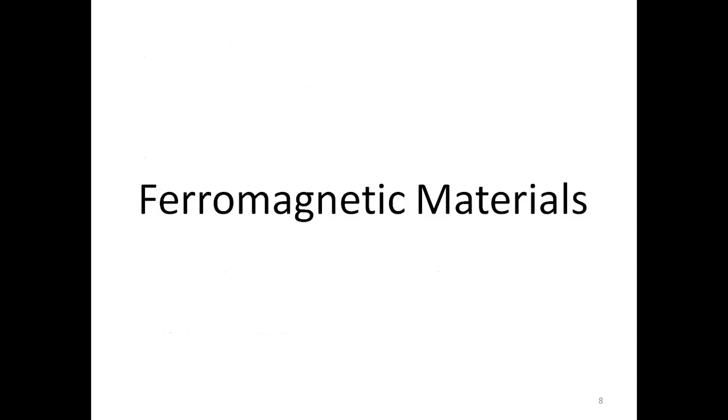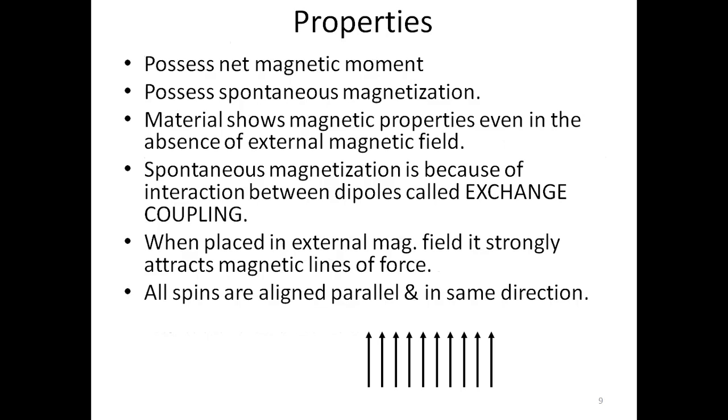When we talk about ferromagnetic material, what are the different properties? You'll find that they possess a net magnetic moment. They possess spontaneous magnetization. When I say spontaneous magnetization, it means that the magnetic property will be shown by the ferromagnetic material in the absence of an external magnetic field. You know that for each and every material, either dia or para, we apply an external magnetic field. In the ferromagnetic material also, we apply the external magnetic field.